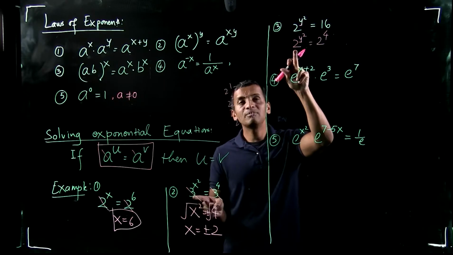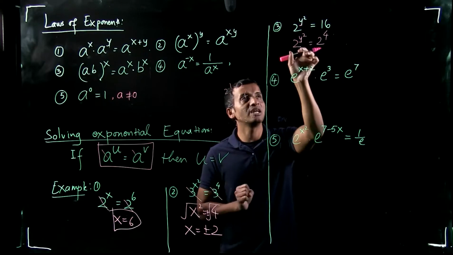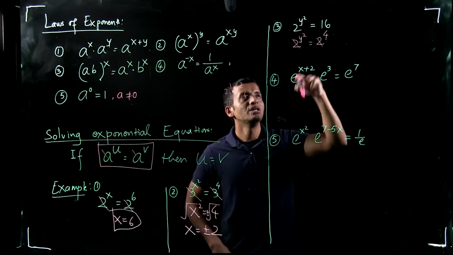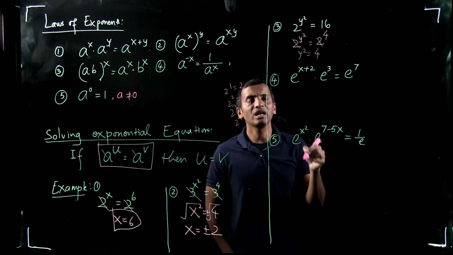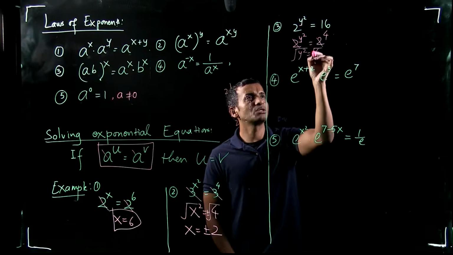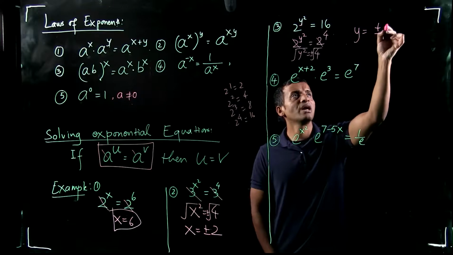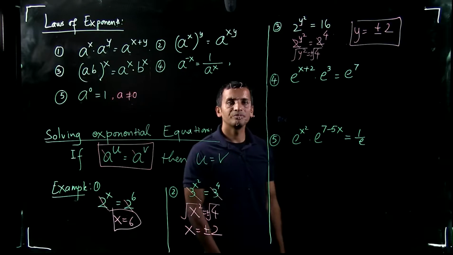Now see, you have the same base on the left and right, and there is only one base on the left and only one base on the right, so you can cancel those two. Okay, so what do you get? You get y squared equals 4. And again, take the square root. When you take the square root, you consider plus minus. So you get y equals plus and minus 2. That's what you get as an answer there.